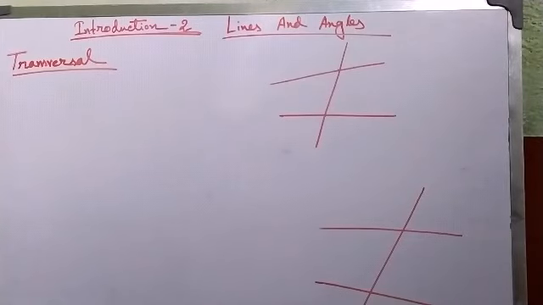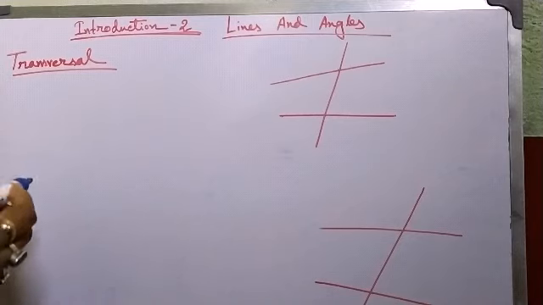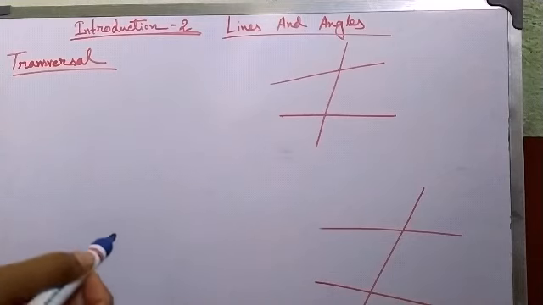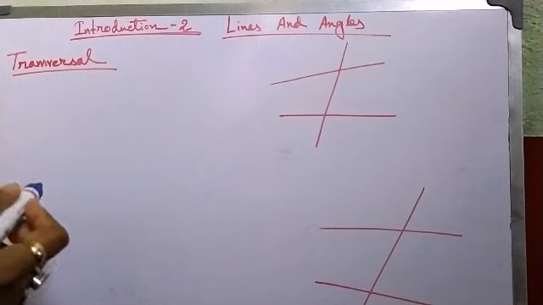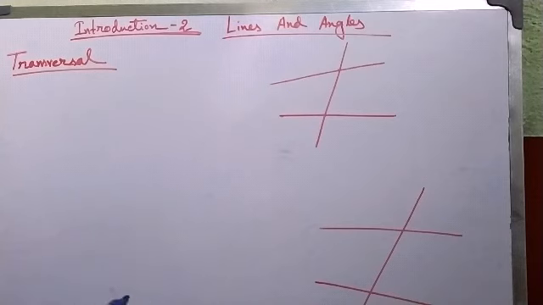Hi all of you. This is the second introduction part of lines and angles. Here I will discuss transversals, parallel lines and some angles which are formed by a transversal and the parallel lines. So let's discuss transversal first. What is a transversal?